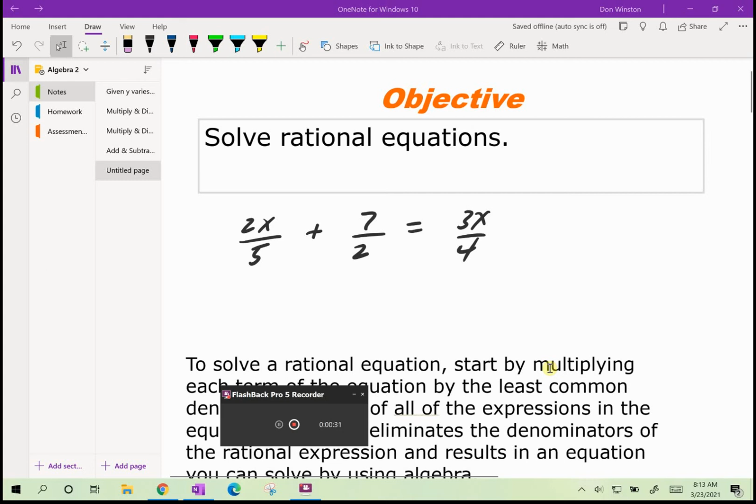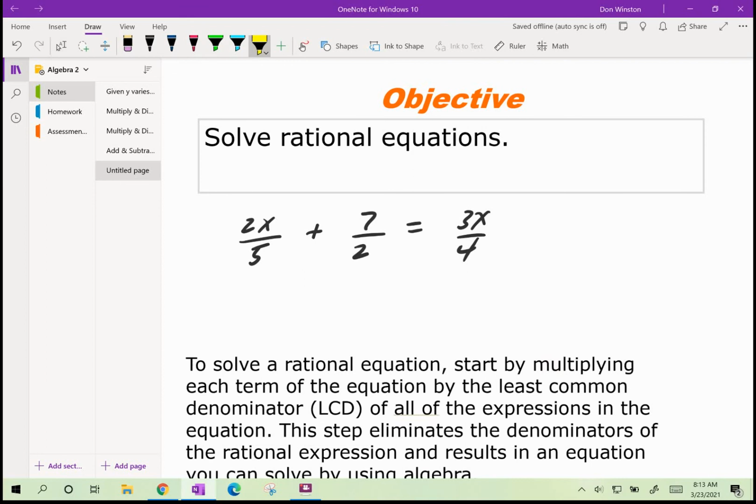We're solving for x. So here I want you to notice I have 2x over 5 plus 7 over 2 equals 3x over 4. What makes this somewhat difficult is the fact that we have fractions, and we want to solve for x. So what we can do is multiply the entire equation by the least common denominator. And my LCD, or least common multiple, has to include the 5 and the 4. So my LCD will equal 5 times 4 equals 20.